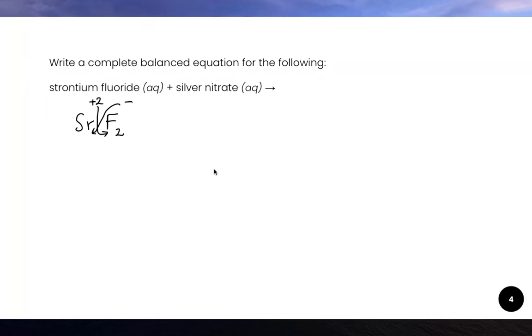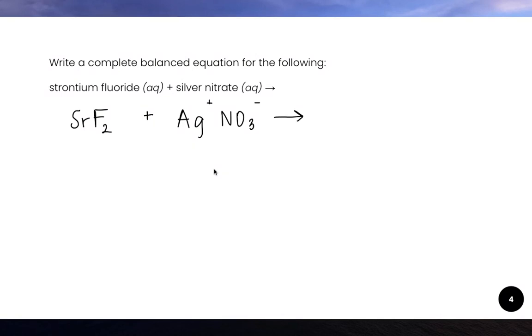Cleaning that up a little bit, SrF2. That will react with silver nitrate. In this case, silver does not have a Roman numeral next to it, so we are going to say it has a charge of +1. And nitrate is one of your common polyatomic ions. It has a charge of -1. So if you drop and cross those, you'll already have a neutral molecule. So we have 2 cations and 2 anions here. So when they react, they're just going to switch partners.